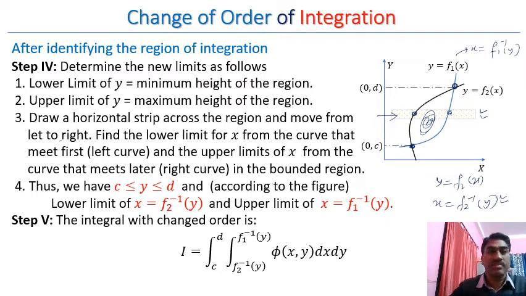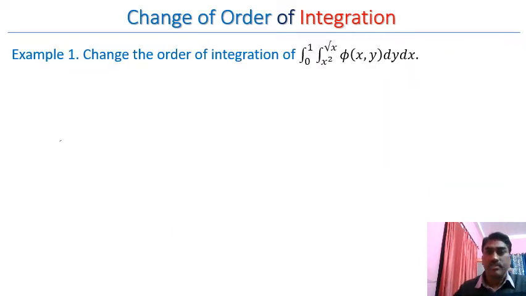So we will take some examples, and after the examples you will understand it better. First we take a very simple example. Change the order of integration of the double integral from 0 to 1, x square to root x, phi(x,y) dy dx. We don't have to integrate it actually, because we do not know the function phi(x,y). I have knowingly taken it because I just want to demonstrate how to change the order. I am not interested in showing here how to integrate.